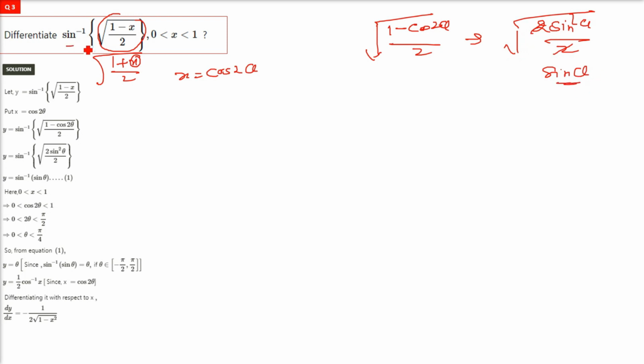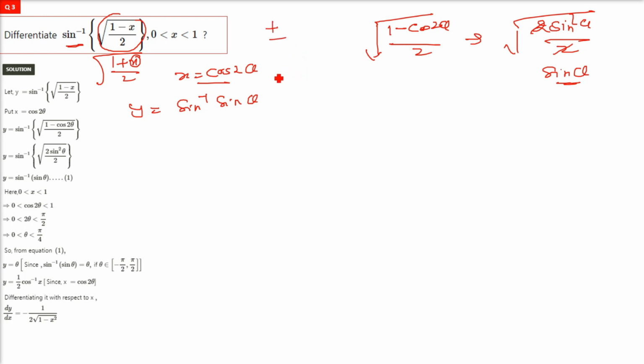So eventually sin inverse is outside. So we have sin inverse of sin theta. So sin inverse you can cancel, you will get theta. Theta will be equal to cos inverse x by 2, the same way we have done in the previous question. And we will do the differentiation. It will be negative 1 by twice of under root 1 minus x square, as we have seen in the previous question. But the value of x should be between 0 and 1.